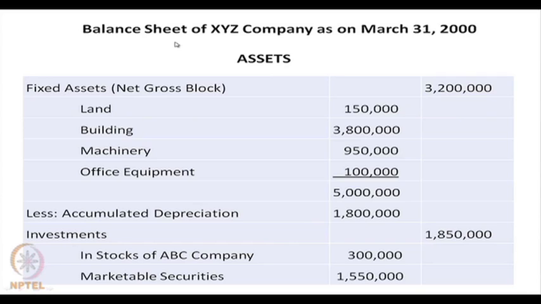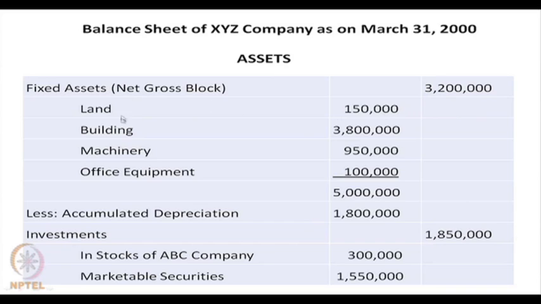Balance sheet, if you recall, gives an answer to the first question, which was what is the financial status of a company on a particular date. So, here we are writing as on March 31, 2000, whatever the year is. So, it is at this point, on this date, these are the assets and these are their estimated values as the company holds.